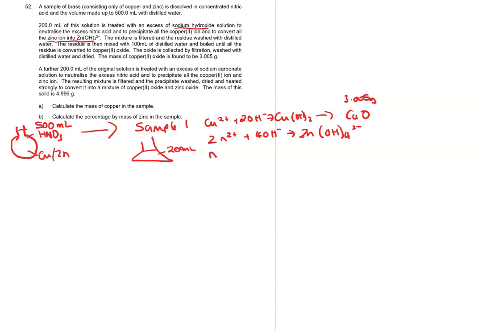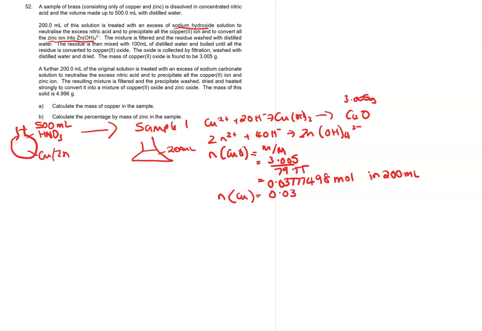So the number of moles of copper oxide, no matter what, you can always find a mole in these calculations, is mass over formula mass, which is 3.005 divided by 79.55, which comes out to 0.037777498 moles. And that's in 200 ml. But we want the entire sample. So the number of moles of copper in 200 ml is this.